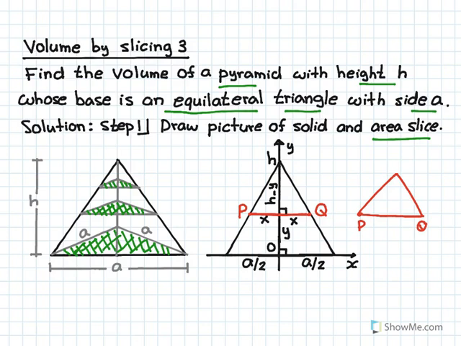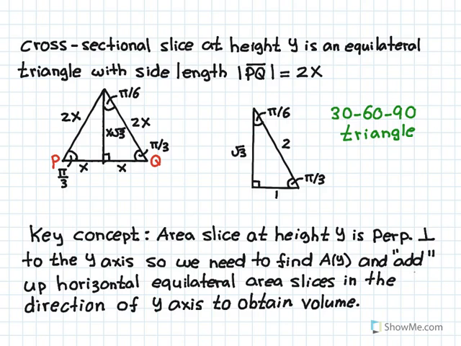So the distance from the line segment PQ to the origin is, of course, y. And the distance from the top vertex of the pyramid, which is h, to the line segment is h minus y, because we're on the coordinate system. This is x here, and this is x. The whole length of PQ is 2x. It's an equilateral triangle, which means all the sides are of equal length. That's 2x, that's 2x. And we're going to create a 30-60-90 triangle out of this. All right, let's do that on the next page.